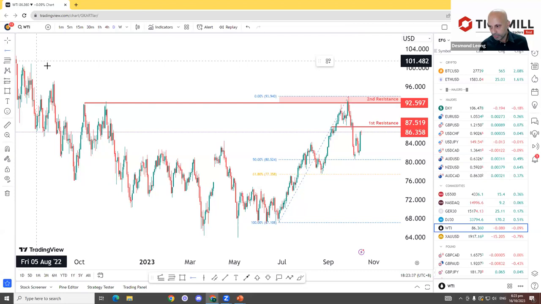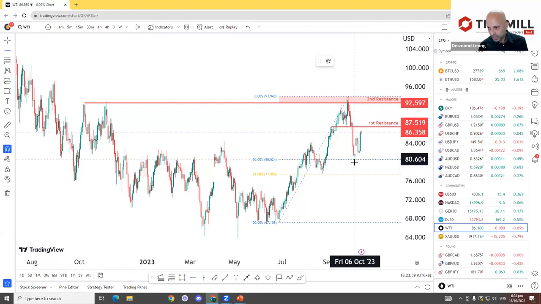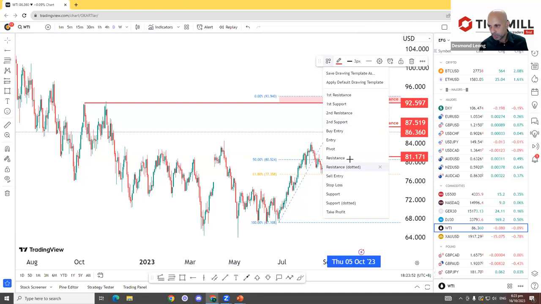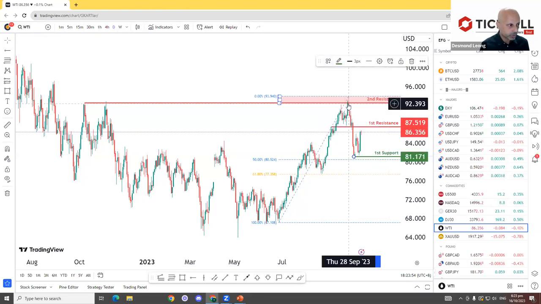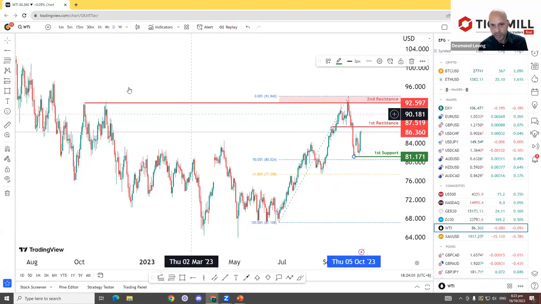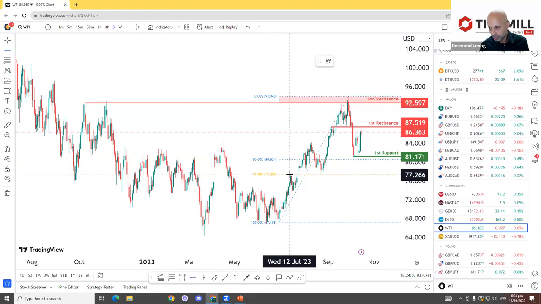Now for the first support, we do see price making a pretty significant swing here. Let me see if there's any other levels. We do see price finding strong support here, which aligns close to where the 50% Fibonacci retracement level is. So this is where I would identify the first support for WTI oil. Similarly, for the second support, we do see a nice overlap level that aligns close to where the 61.8% Fibonacci retracement level lies.